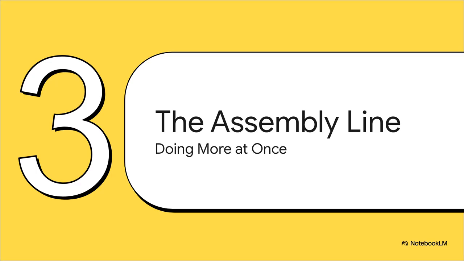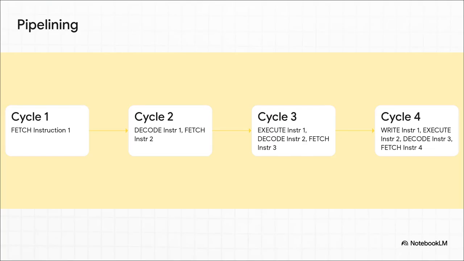Okay, so we've made getting things from memory way faster, but the CPU itself is still doing just one thing at a time. Fetch, decode, execute. What if we could do more? Well, the solution is called pipelining. The best way to think about it is like a car factory. Instead of one person building an entire car from scratch, you've got an assembly line. While one station is putting on the wheels, the station right before it is installing the engine on a different car. Pipelining does the exact same thing for computer instructions.